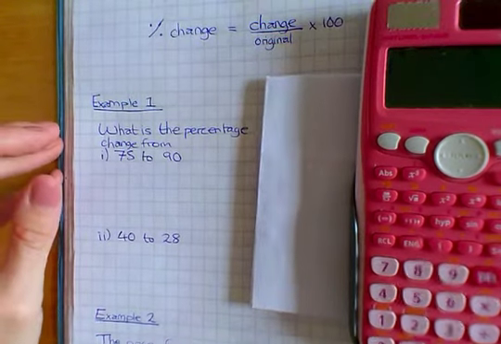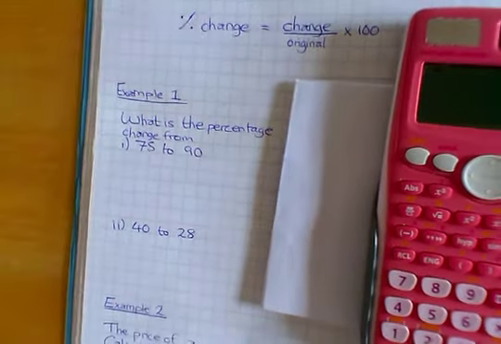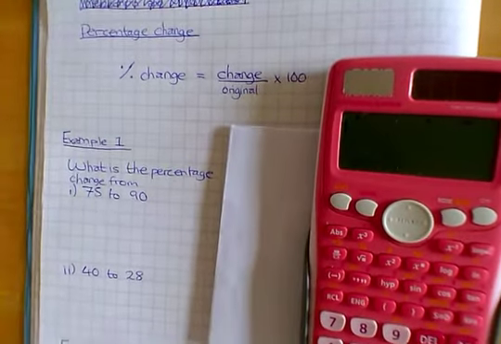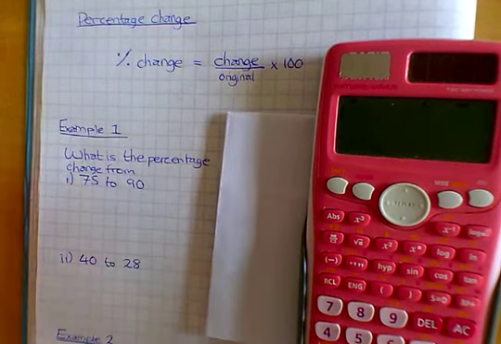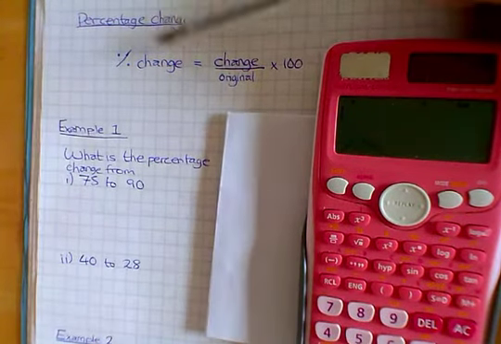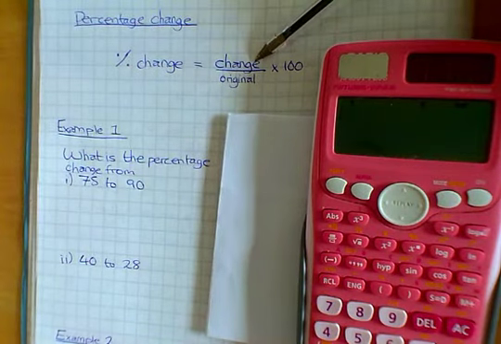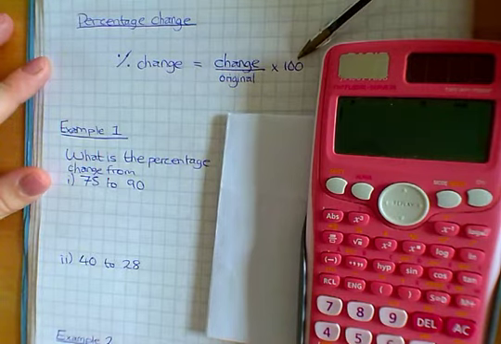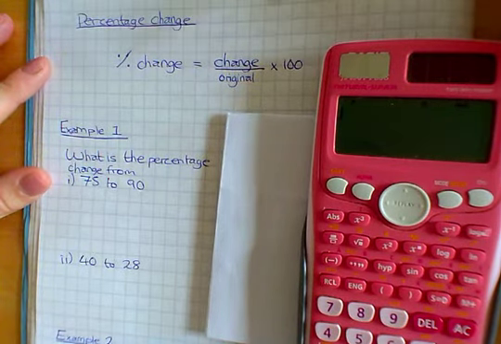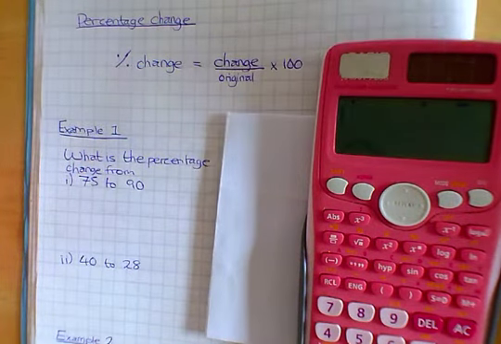Today we're going to be having a look at percentage change, which you'll be able to see from the PowerPoint and also from these examples here. Now, I have written this formula on the PowerPoint. To calculate the percentage change, you find the change between the two values you're given, divided by the original amount, and then you times that by 100.